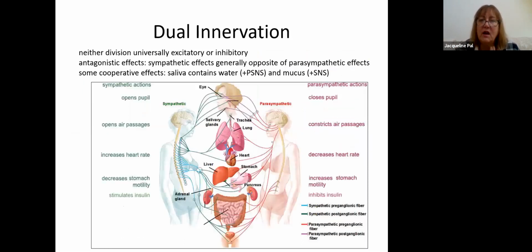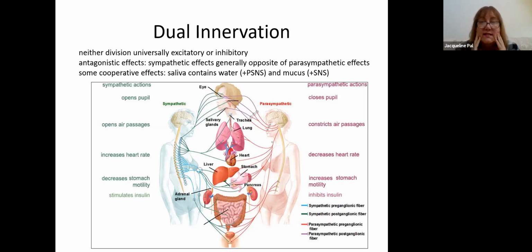And the other concept, which I hope you got, and I did not mention the term previously, is that there is dual innervation. And neither division, sympathetic or parasympathetic, is 100% excitatory or 100% inhibitory. Although students like to think sympathetic is excitatory and parasympathetic is inhibitory, and that was a great starting point. But then we had to learn more details past that. Generally, however, they are antagonistic to each other, in that generally sympathetic effects will be the opposite of parasympathetic effects. However, there are places where they are cooperative.